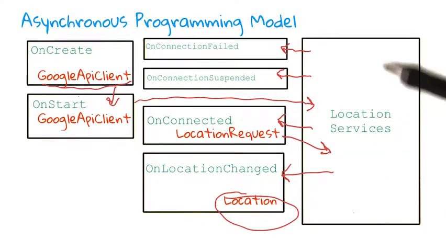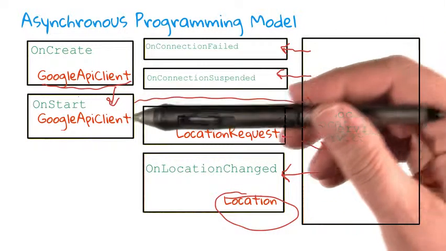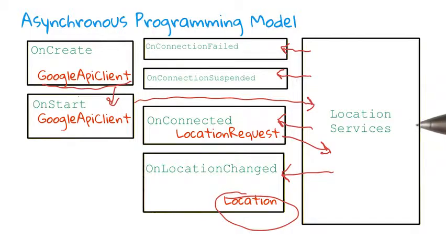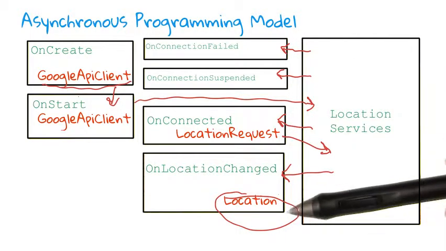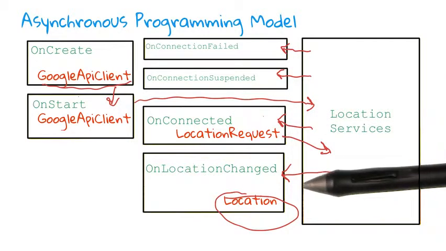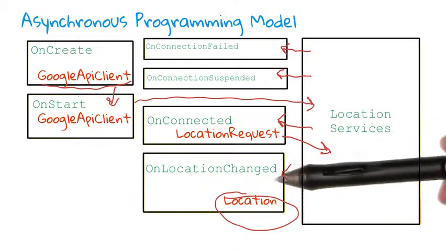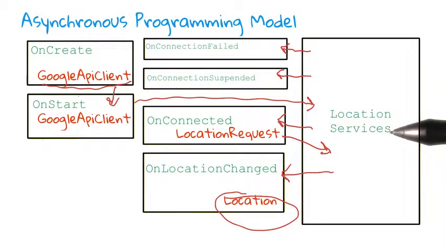As I've said, many of the services that you'll be using during this course follow a very similar programming model to this. You're going to have an onCreate and an onStart. You're going to have a Google API client that you connect to the services that you want to use, and then you have to handle certain overrides. Usually they'll be onConnectionFailed, onConnectionSuspended, onConnected, and then an override that's specific to the services that you're using. In this case, it's onLocationChanged for location services.